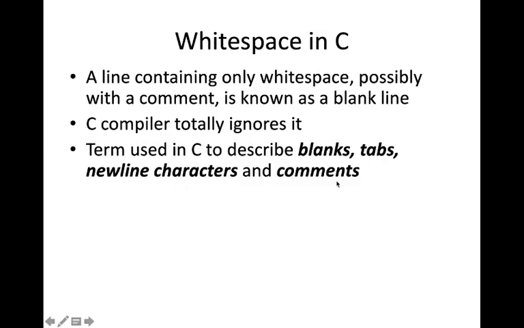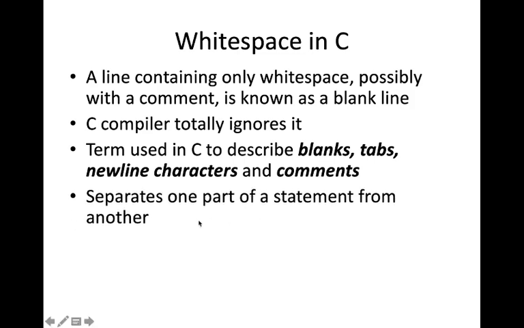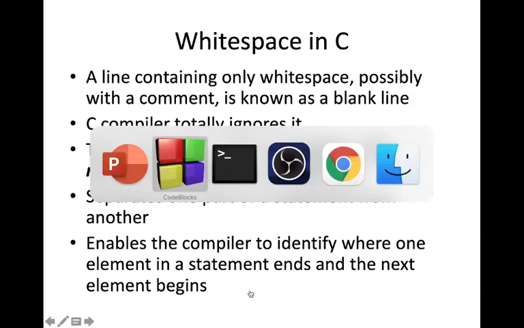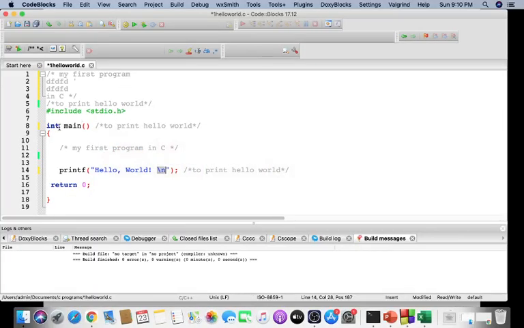Comments are also considered to be white space in C. All these white spaces will be ignored by the C compiler, so you can include any spaces there. White space also separates one part of a statement from another, and it enables a compiler to identify where one element in a statement ends and the next element begins. So if there is a space, it tells the compiler that int is one word and main is another word: t is the end of the previous thing, and m is the start of a new thing.